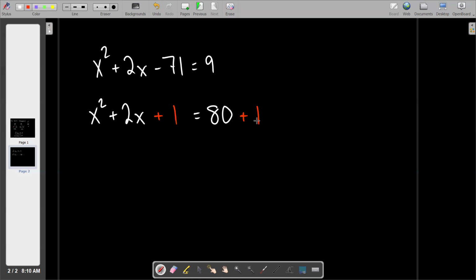Okay, good. And now we're going to factor the left-hand side. When we factor it, we're not going to factor it into x plus 1 times x plus 1. We're going to factor it into x plus 1 squared. And then on the right side, we're just going to do the math. Whatever the math is, we do. Any issues so far?